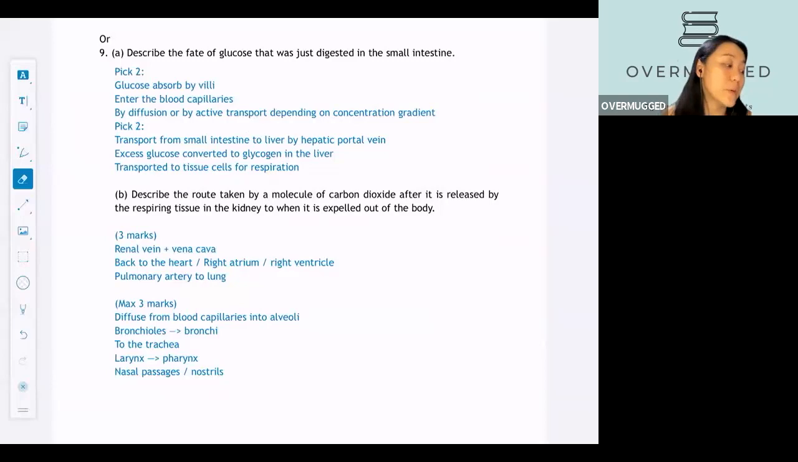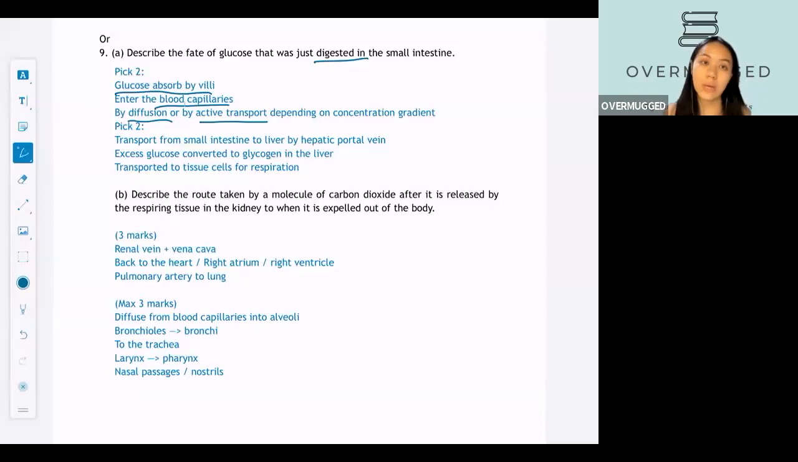So the first part asked to describe the fate of glucose that was digested in the small intestine. Just digested in the small intestine, then where would it go? What would happen to it? Of course it will be absorption first. Glucose is absorbed by the villi and enters the blood capillaries, and it can be by diffusion or active transport. So this is after digestion in your small intestine, it will be absorbed.